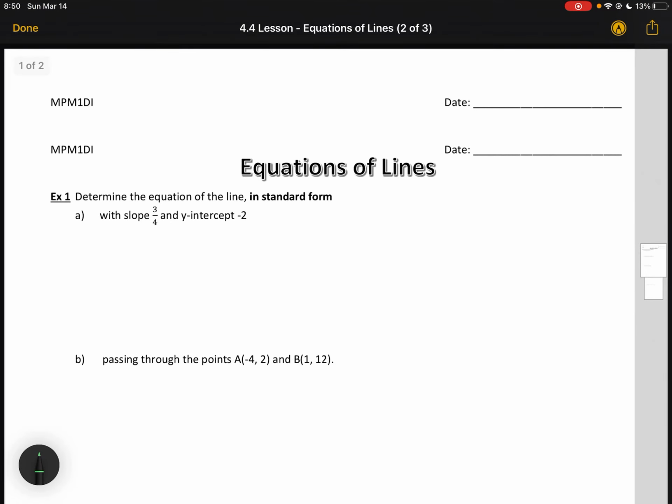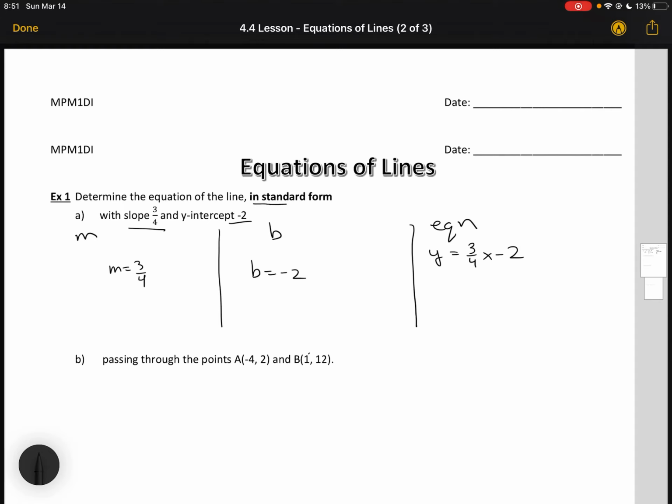This video goes over examples of finding equations of lines. So anytime I'm finding an equation, I need the slope, the y-intercept, and then the equation. In this question, I'm given the slope, I'm given the y-intercept, which means that I can write my equation fairly easily.